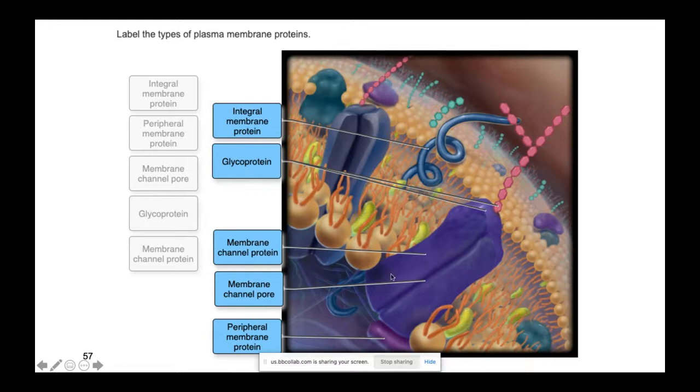Here's a membrane protein. Here's a channel, a membrane channel pore. So when this opens, maybe calcium. If this is a calcium channel, calcium goes through here. If this is a sodium channel, maybe sodium goes through here. So some of these channels are actually made up of proteins.